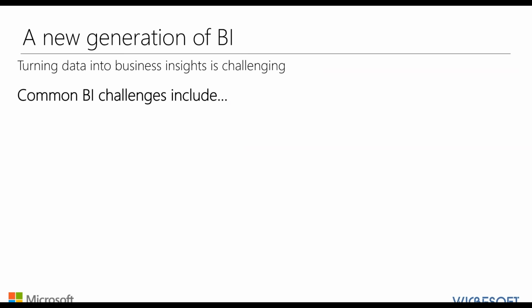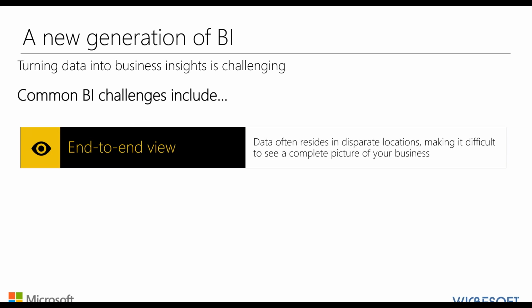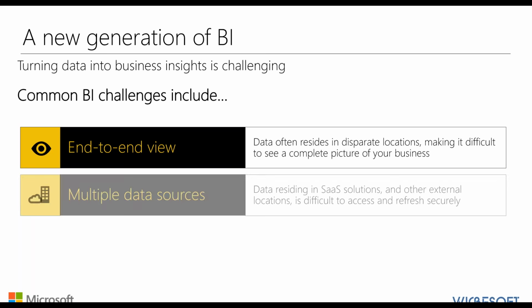So in this new generation of BI, we really want to turn data into business insights, but there are challenges to that. Some of the challenges are, how do we get an end-to-end view? Because data often resides in disparate locations and it makes it difficult to get a complete picture of your business. If we're in multiple divisions and our enterprise is scattered and we have a lot of different business units, et cetera, it's how do we get that all together in one particular lens?